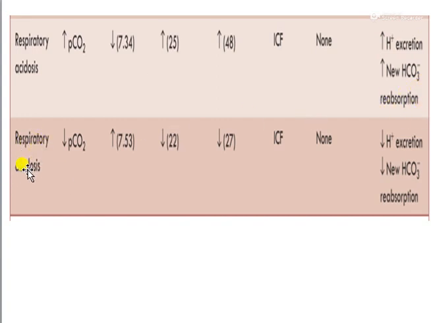What happens in respiratory alkalosis? There is decreased partial pressure of CO2, the pH will increase, and the defense mechanism is decreased bicarbonate reabsorption and decreased H+ excretion.